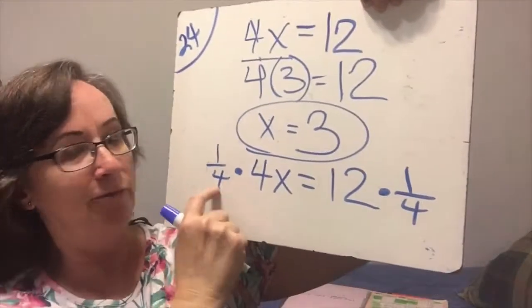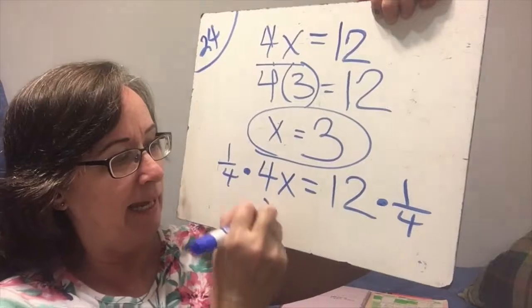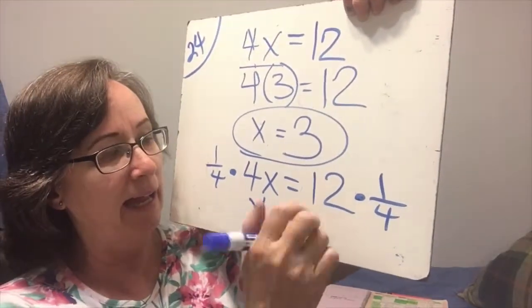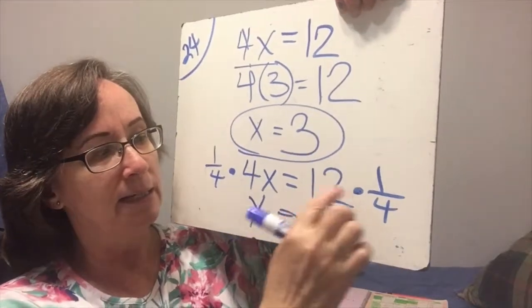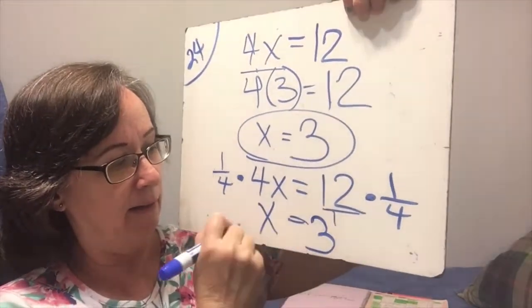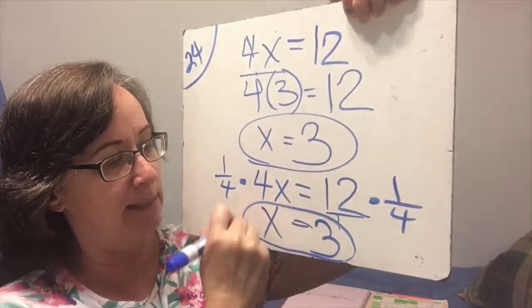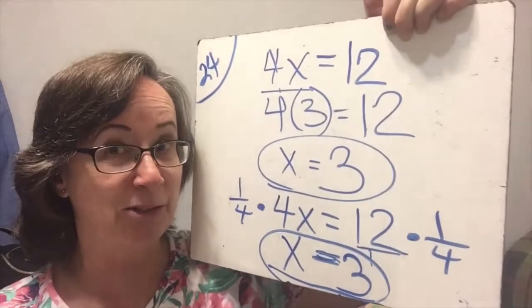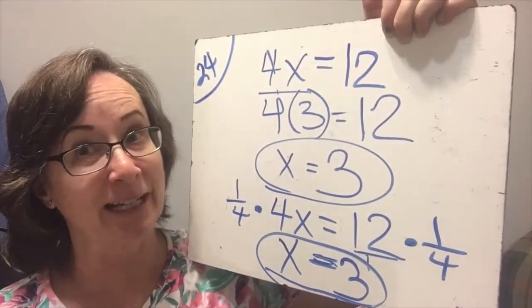Okay, so 1/4 times 4 is 1, and I end up with 1x or x, and on the other side, I have 12 over 1 times 1/4, which is 12/4, which is 3. I did it 2 different ways and came up with the same answer. That means that the 2 ways that I did it were actually equivalent, right?